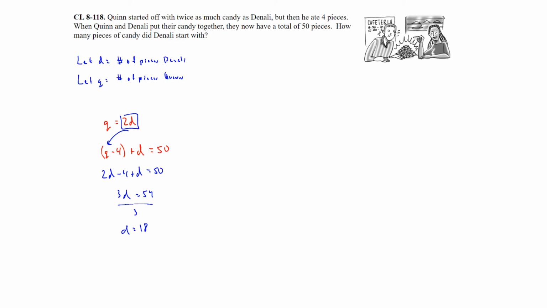Now, it doesn't ask us to find the number of pieces for Quinn, but we could easily do so because we could multiply it by 2 and get 36, which would be a total of our 50 pieces. Well, I guess he had 36 originally, and then he ate 4, so he had 32 at that point. But anyways, how many pieces of candy did Denali start with? Denali started with 18 pieces.